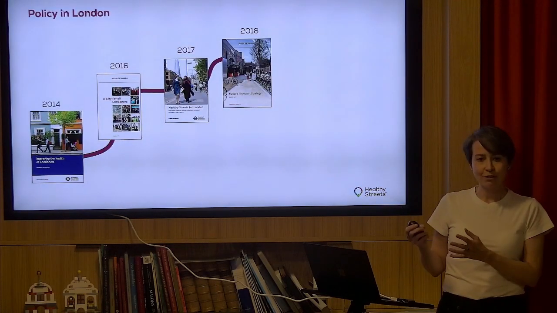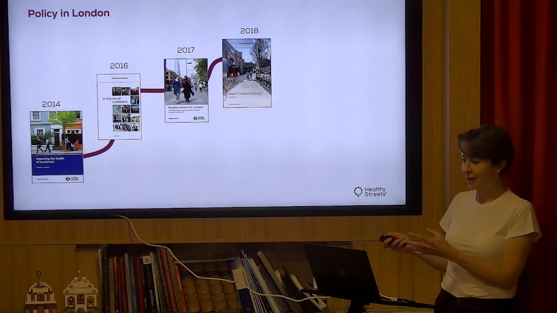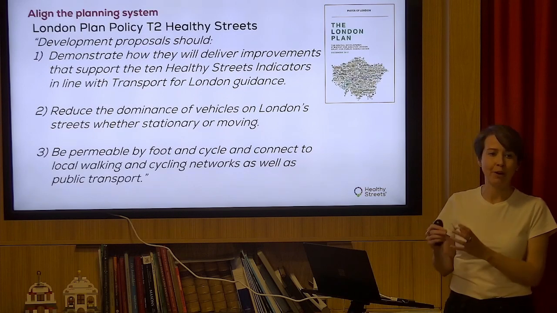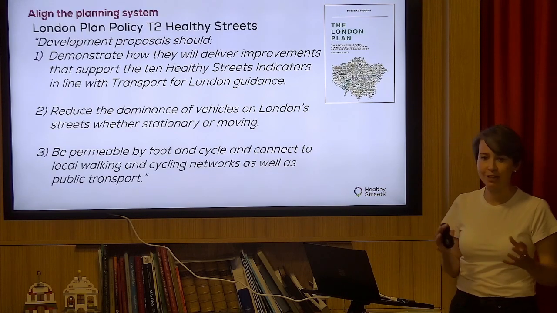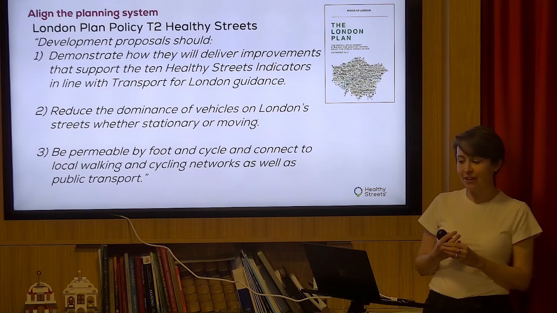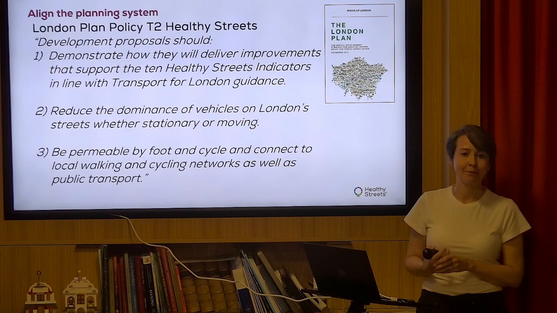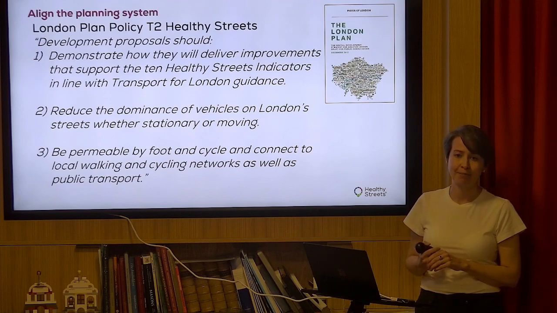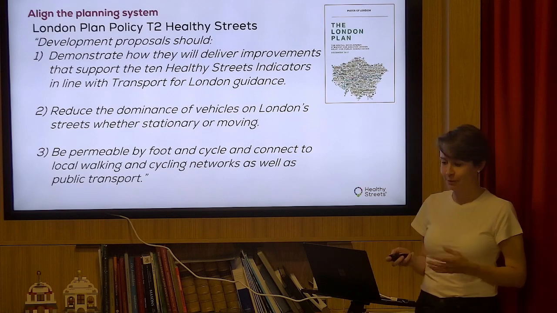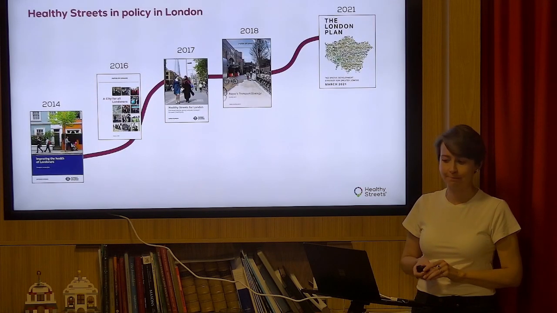Of course, transport can't do that on their own, and planning needed to be involved. So the London Plan has an excellent policy in it to ensure that all new developments are aligned with delivering that goal, and in particular, that new developments need to demonstrate how they deliver improvements that support the 10 Healthy Streets indicators in line with Transport for London guidance. So really important that transport and planning are working together, and that's what's been happening in London, and the London Plan came out in 2021.